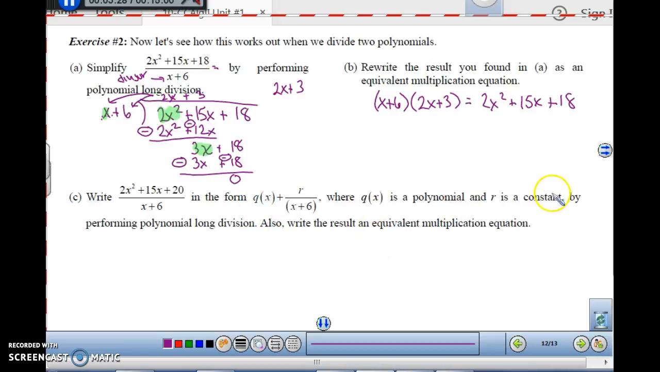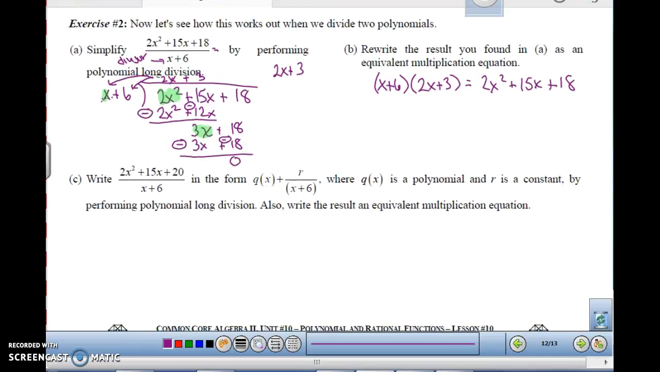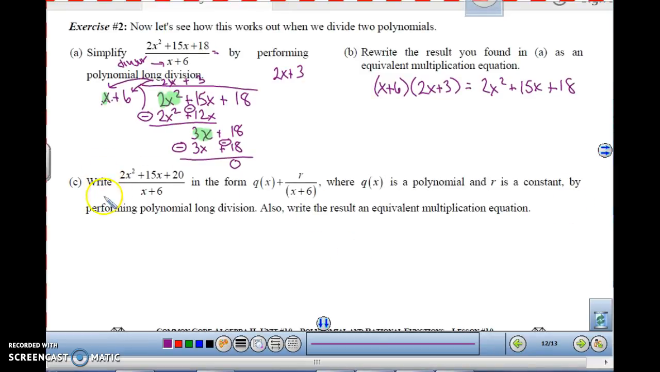Now, when do we use long division? Most of the time, when something has a remainder. So, we have 2x squared plus 15x plus 20 divided by x plus 6 in the form of this. Now notice this is r. R is a constant, and this is going to be the remainder. So, let's do the long division. X plus 6 goes on the outside. This goes on the inside: 2x squared plus 15x plus 20.